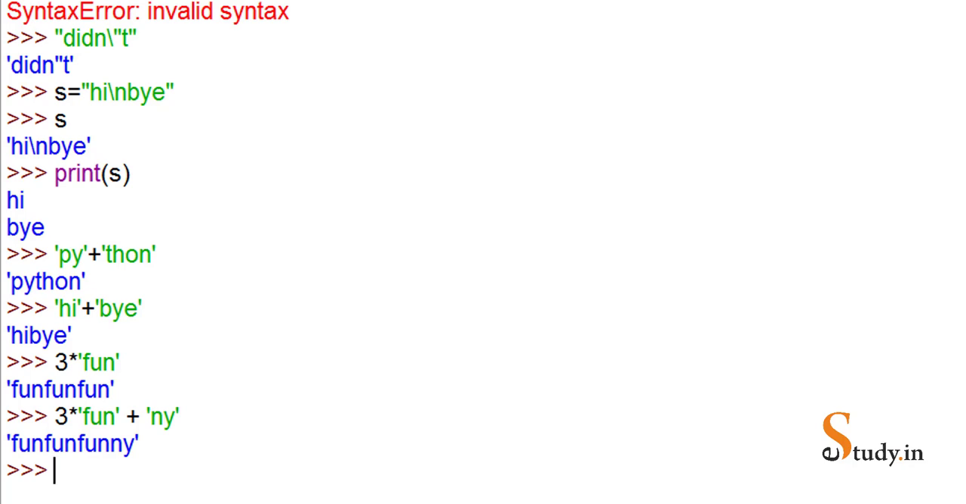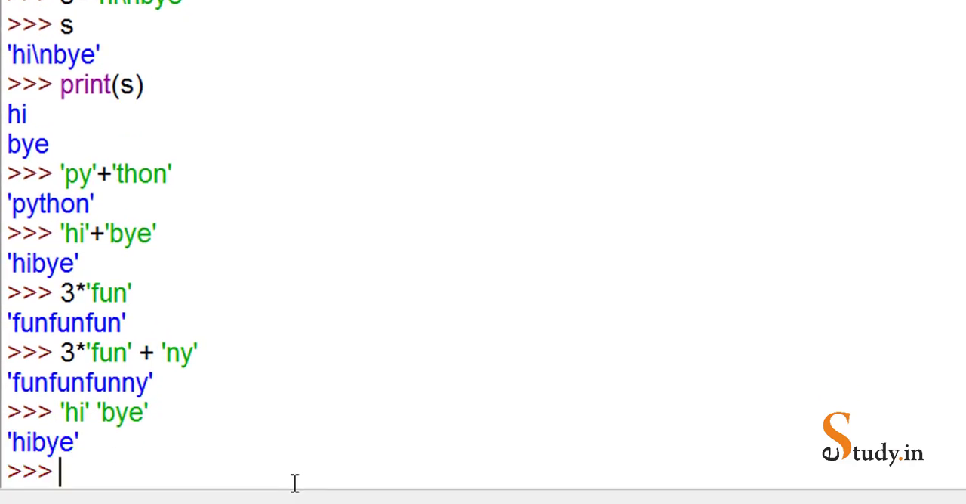So example, if I write "hi" and I close this and give a space here, and let's say "bye". Now I have not used any plus sign here, if you see, but still it will concatenate both the strings. So this is how we can concatenate, but here you need to remember that it only works for string literals. It does not work for variables or expressions.